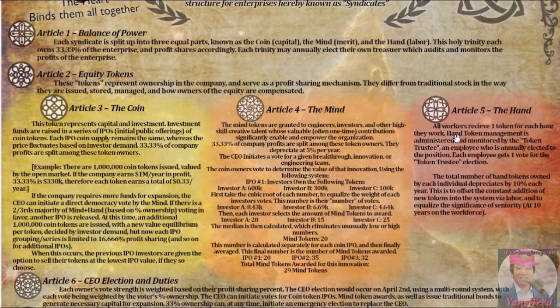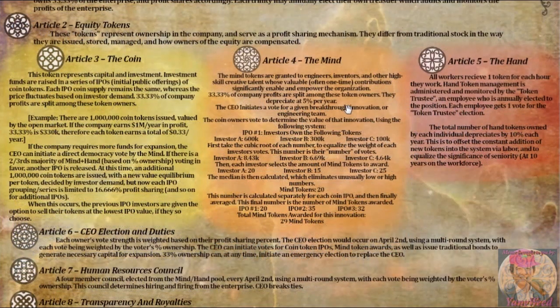So the hand, all workers receive 1 token for each hour they work. Hand token management is administered and monitored by a token trustee, an employee who's annually elected to the position. Each employee gets 1 vote for the token trustee election. So, and then the 10%. So as you can see, this really splits and takes away a lot of power from the traditional founder and early investor system that we have of traditional capitalism.